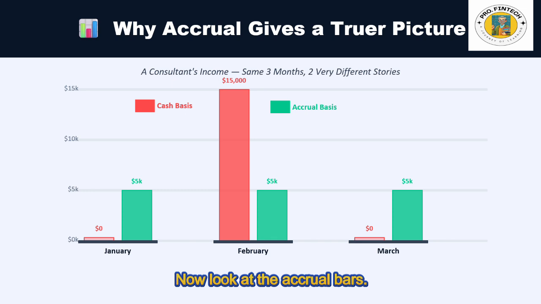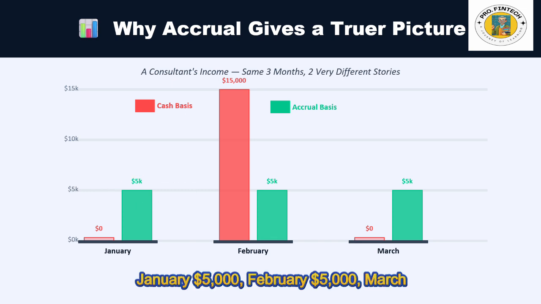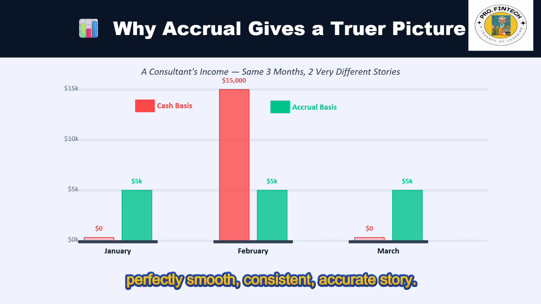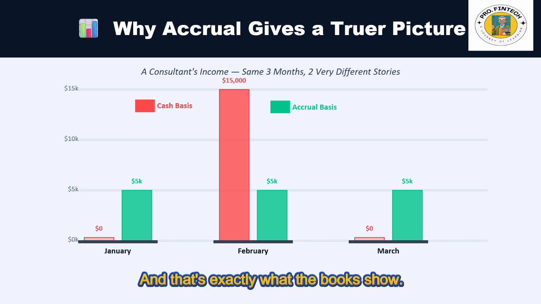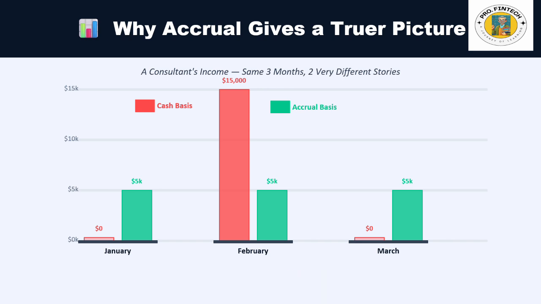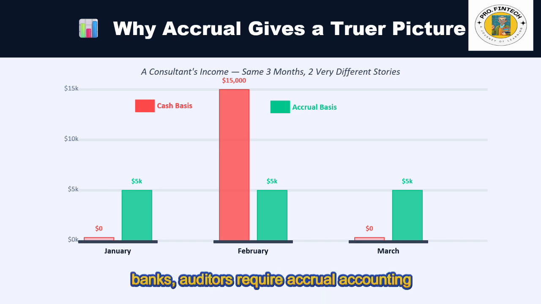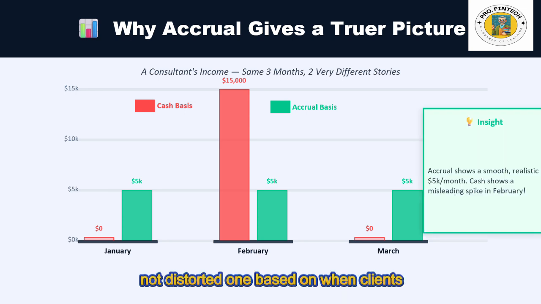Now look at the accrual bars. January $5,000, February $5,000, March $5,000. A perfectly smooth, consistent, accurate story. The business earned the same amount each month, and that's exactly what the books show. This is why investors, banks, and auditors require accrual accounting, because it gives a true picture, not a distorted one based on when clients happen to send a wire transfer.